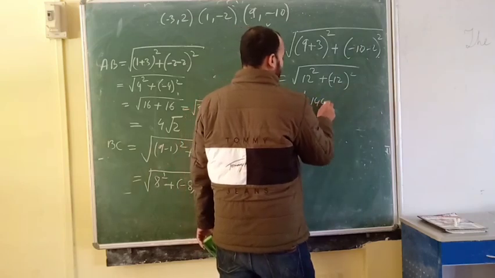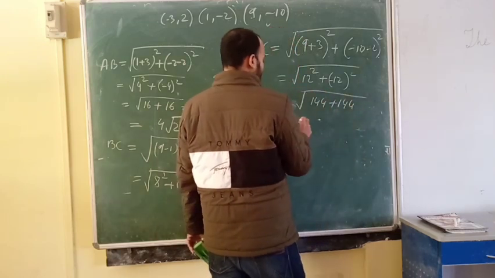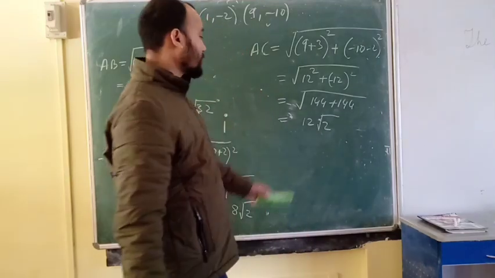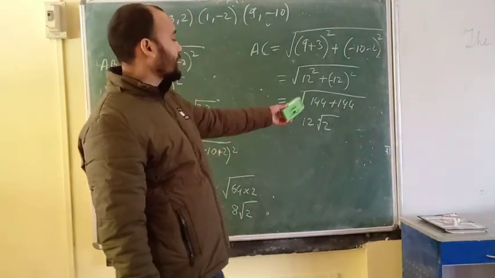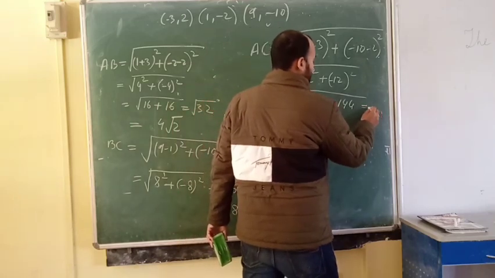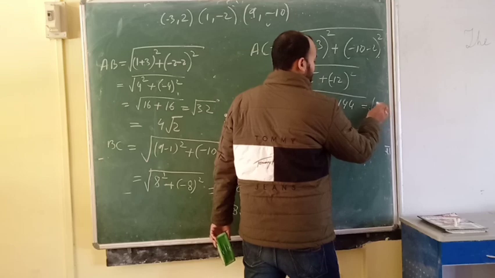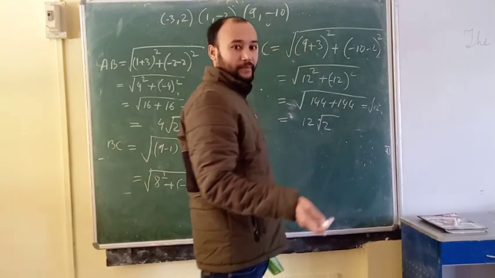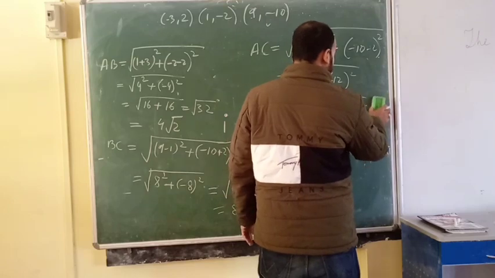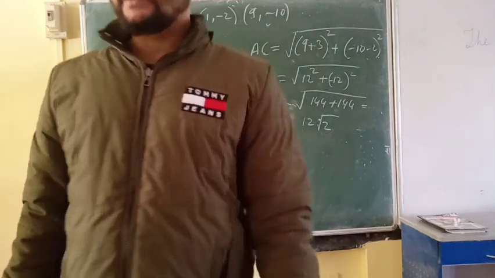So 144 plus 144. That means what? 12 root 2. How come 12 root 2? When you add this, we can add this one in this way also. That means what? 12 square root. Fine. Or you can write this 12 into 2 also. You can do this, I understand.